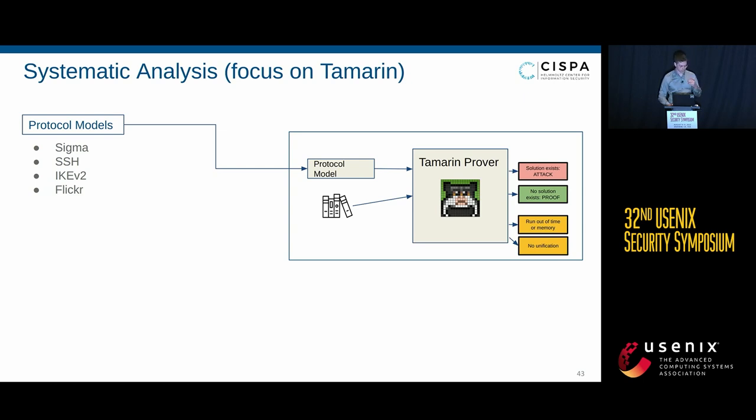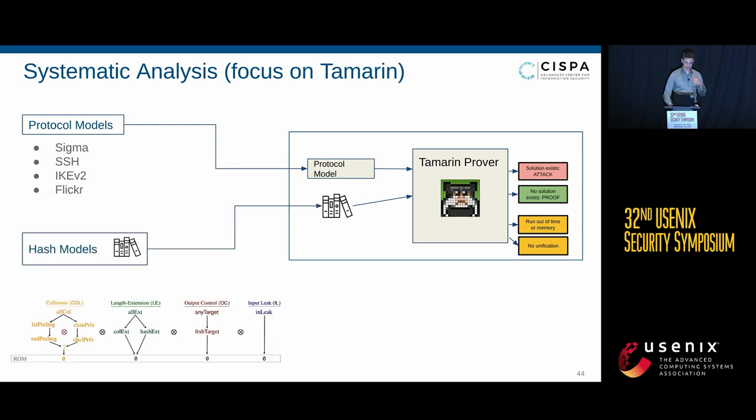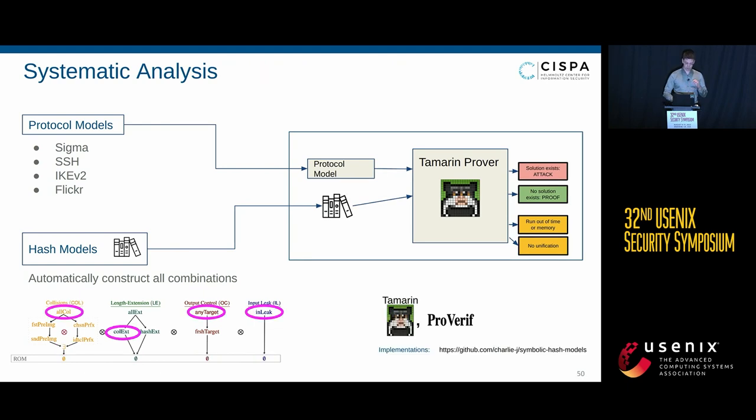We then took a set of protocol models. We built them also in Tamarin and Proverif. And then we put in our hash models. And then for each of these protocol models, we automatically construct all combinations of the possible hash attack models. And if you want to test those models, if you want to reuse them, or just see how they work, we refer you to our implementation, which is made available.